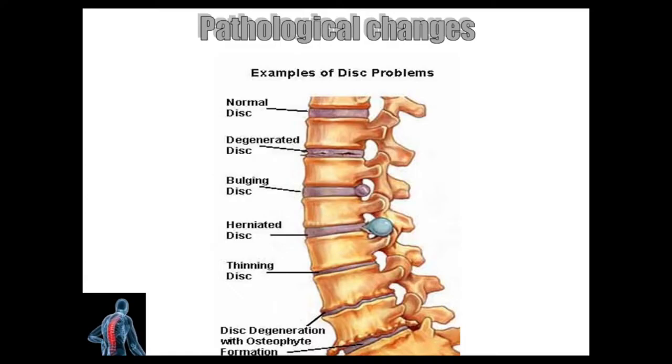Pain which will be located exactly at the area where the bulging is formed. If it's a lumbar part of the spine, the patient will suffer from low back pain. If it's a cervical part, then cervicalgia. If it's a thoracic part, then it will be thoracalgia. So local pain. Why will the patient feel that local pain? Let me show you.